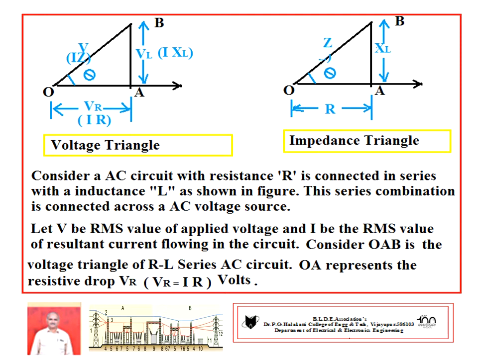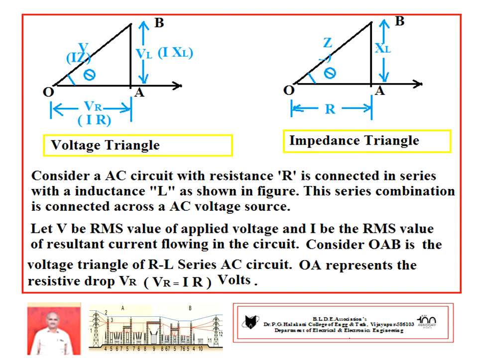Consider OAB as a voltage triangle. OA represents the voltage drop across the resistance, and its continuation is the current I, because V and I across a resistance are in phase. OA is the voltage drop and the continuation is the I part, so both are in phase.